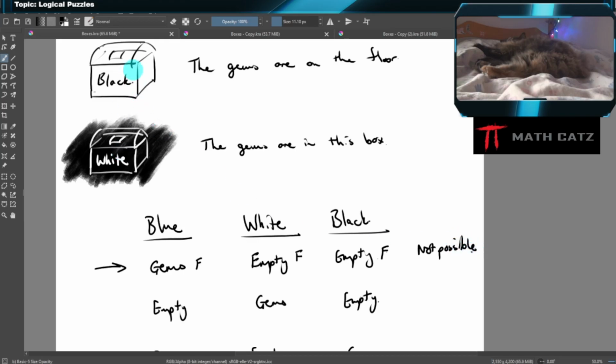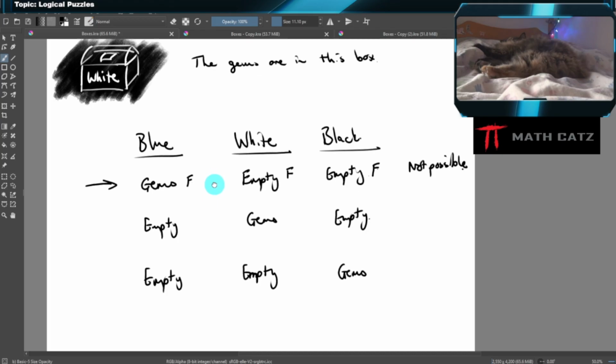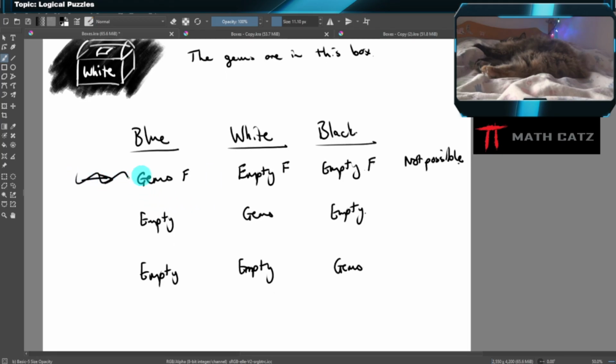Don't be confused with the black and the white box here. I'm looking at the lines to represent the color, just how I chose it. So this is out. Nope, it's not happening. It's inconsistent. It doesn't match all the information that I have. Then I just go to the next one.